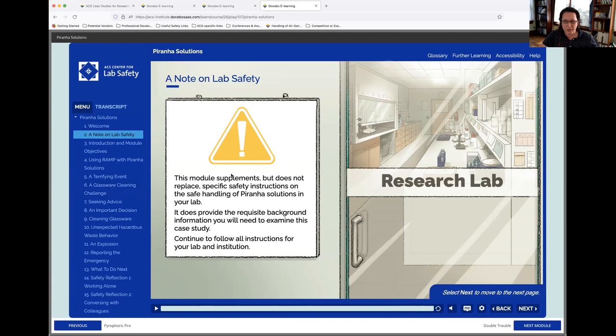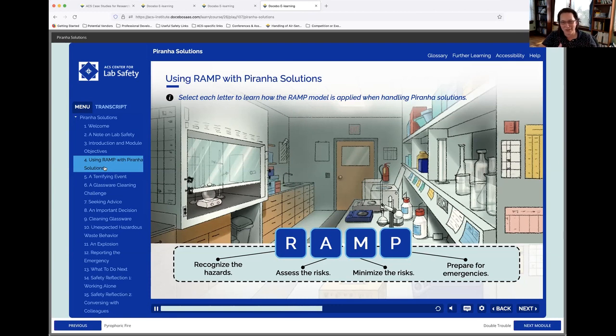Within this module, before we jump into the case study story itself, we do a brief RAMP review of the issue at hand. So in this case study, we go through a limited risk assessment for handling piranha solutions. Now, I'm not going to go through every part here. However, I did want to point out a few critical pieces.